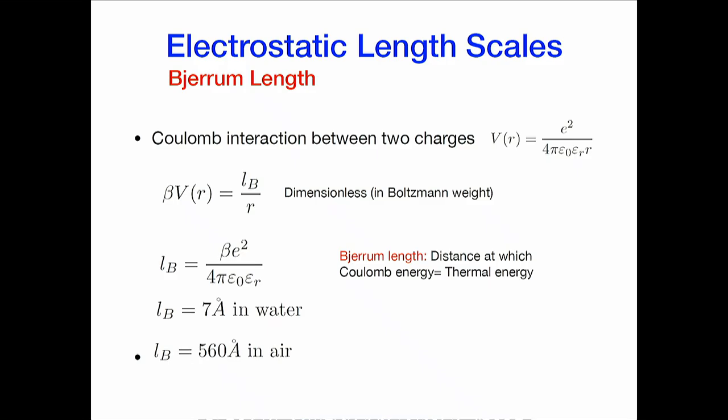And it's given like this. Okay? This is a number which will be very present all the time. You have to keep it in mind. The Bjerrum length in water is 7 angstroms. And in the air, it's 80 times more. So in the air, it's 560 angstroms.